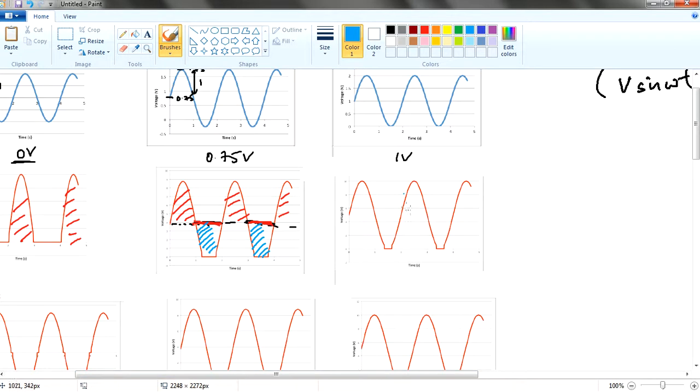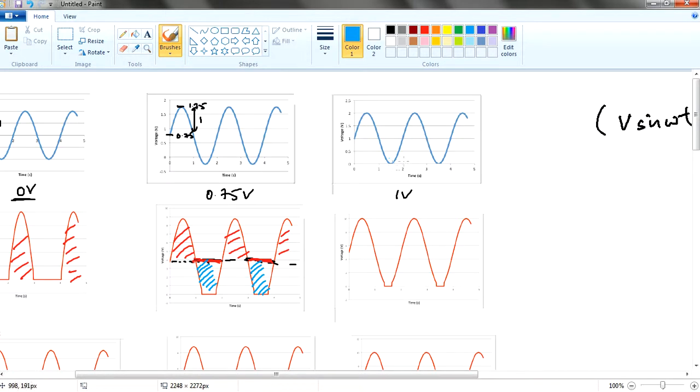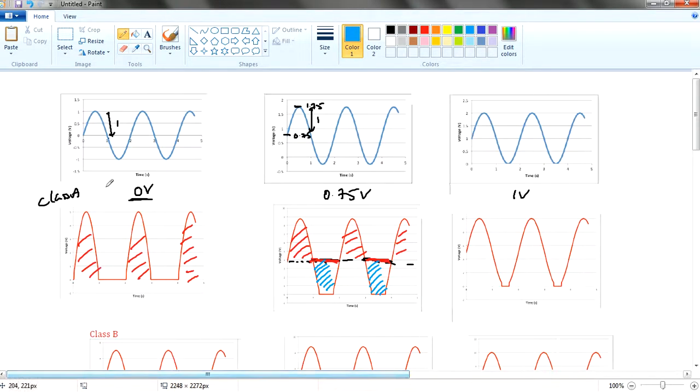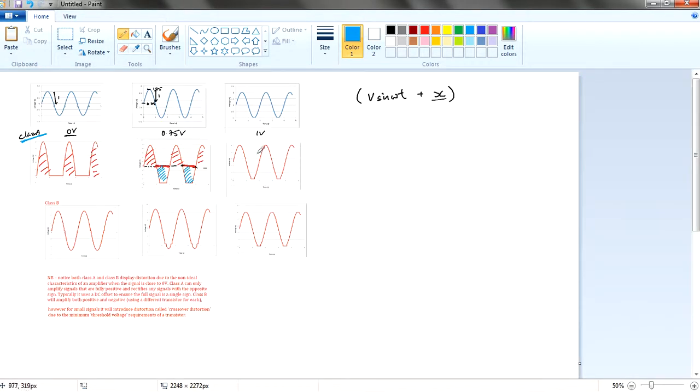If you further increase the biasing voltage, you have more surface and less distortion, because you want your output to be the same as this one. In this case you can see that it's exactly the same now. So hopefully this gives you a clear idea of Class A. So what about Class B? In both cases, Class A and B, the higher the biasing voltage, the better it is.